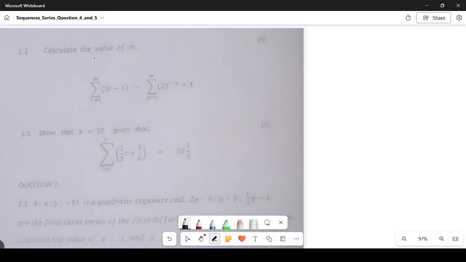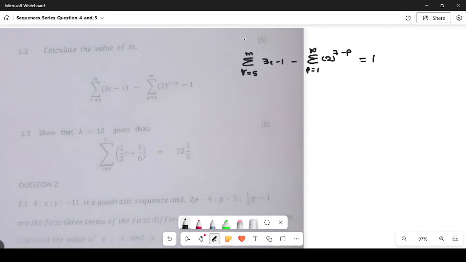We are required to find the value m, and we are told that the sum of 3r minus 1, where r is equal to 5 to m, minus the sum of 2 to the power 7 minus p, where p is equal to 1 to infinity. The difference of these two sums gives us 1. So the question states: calculate the value of m.